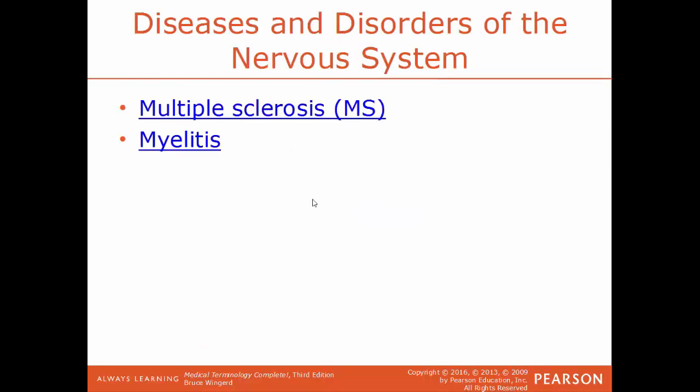MS, multiple sclerosis. This is a chronic degenerative disease of the central nervous system where there's a gradual destruction of a protective coating of neurons called myelin. And as this protective coating gets torn away, the cells are exposed, and these cells are more prone to becoming damaged and infected and then eventually destroyed. So this is an autoimmune condition. Myelitis, this is the inflammation of the spinal cord.